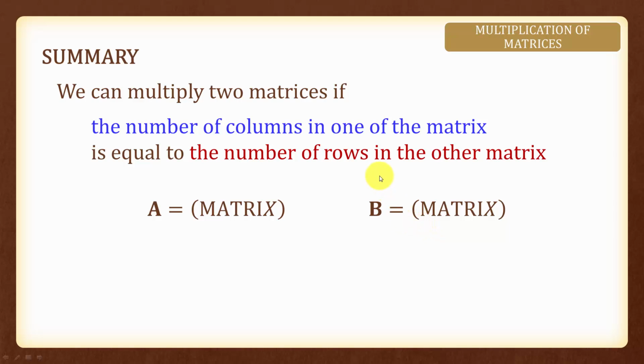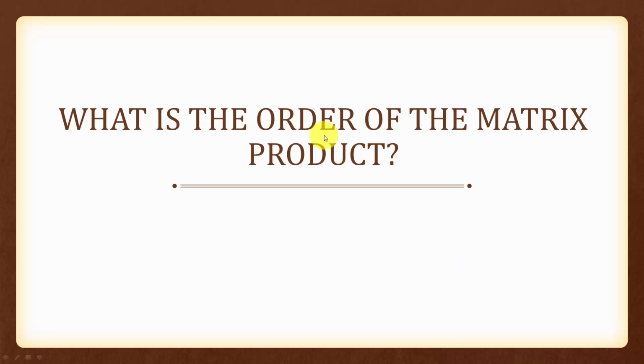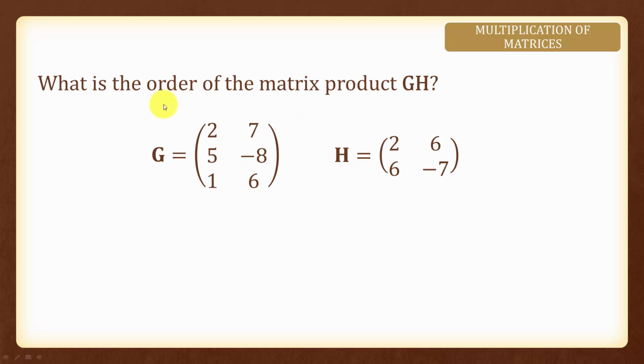In summary, we can multiply two matrices if the number of columns in one of the matrices is equal to the number of rows in the other matrix. Let's look at what is the order or the dimension of the matrix product. What is the dimension of the matrix after multiplying these two matrices? The dimension of matrix G is 3 by 2. The dimension of matrix H is 2 by 2. We can multiply these two matrices, and the order of the matrix product GH will be 3 by 2.